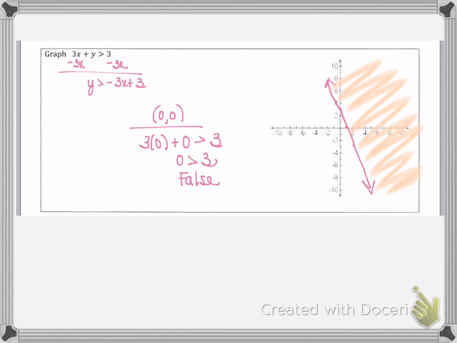And this should actually be a dotted line. That's my fault. So I need to go back and erase. There should be some dots here because it is a greater than symbol and not greater than or equal to.